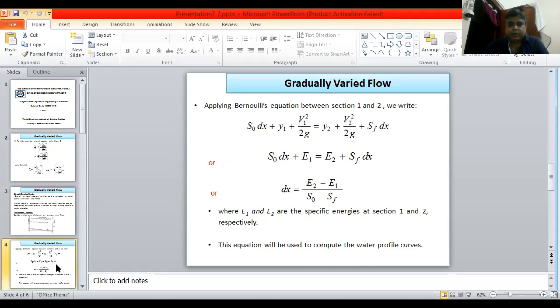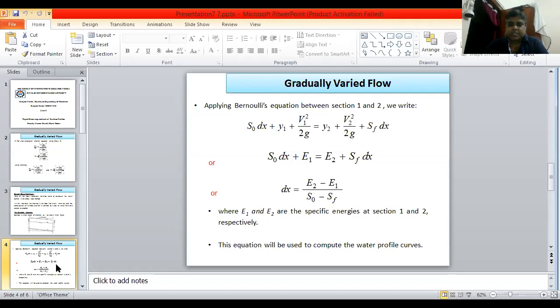Now, applying the Bernoulli equation between sections 1 and 2, you write S0 dx + y1 + V1 squared/2g = y2 + V2 squared/2g + Sf dx. But you know that E1 = y1 + V1 squared/2g and E2 = y2 + V2 squared/2g. That is, the above equation becomes S0 dx + E1 = E2 + Sf dx. Hence, dx = (E2 - E1)/(S0 - Sf).